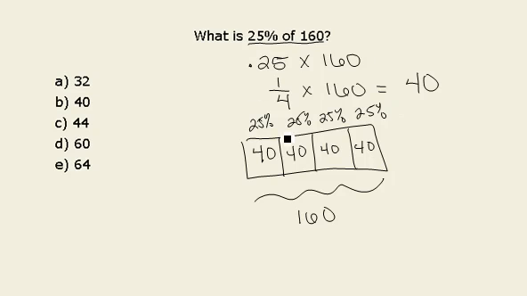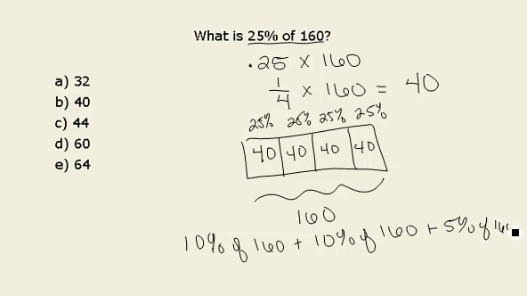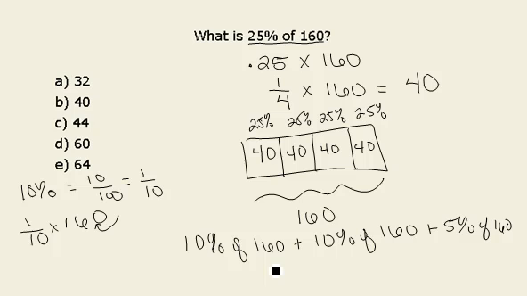We can solve these percents in another way. I could look at breaking apart 25% as 10% of 160 plus 10% of 160 plus 5% of 160. I know that 10% of 160 is 16 because 10% is 10 per 100 or 1/10, and 1/10 times 160 is 160 divided by 10, moving that decimal place 1 to the left. Therefore, I have 16 as 10% of 160.